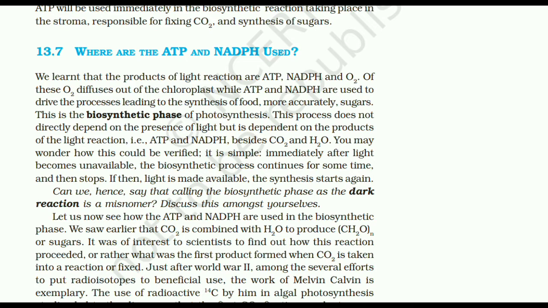This process does not depend directly upon the presence of light but is dependent on the products of the light reactions, that is ATP and NADPH, besides CO2 and H2O. You may wonder how this could be verified. It is simple. Immediately after light becomes unavailable, the biosynthetic process continues for some time and then stops. If light is then made available, the synthesis starts again.